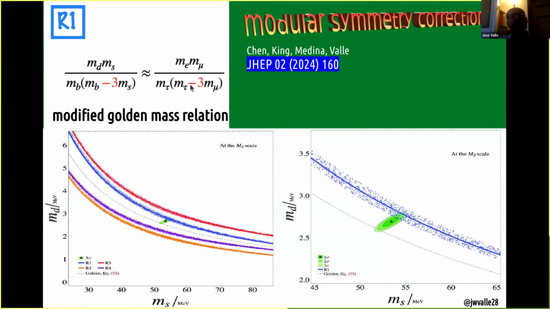And this golden arises from a recent model that was considered, which you can see here in JHEP, using an S4-based theory. Again, you have to put the family group by hand, but you have modular symmetry correction to the golden. And you see they are both allowed, but there will be some competition to see which golden is best.